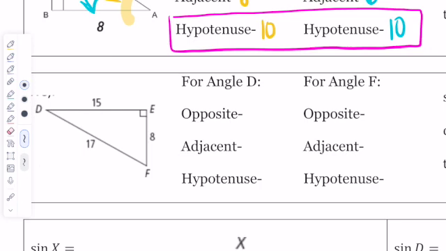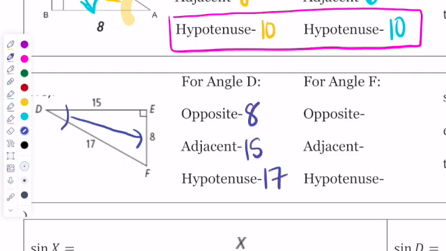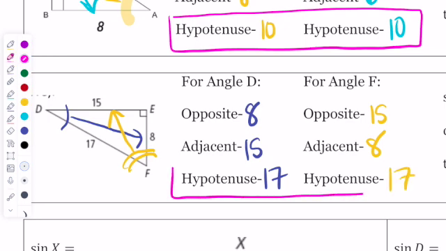This is us approaching this triangle first from angle D. Opposite would be 8. Adjacent would be 15, hypotenuse would be 17. The hypotenuse is always going to be the larger one touching the angle. But from angle F, different perspective, opposite would be 15, adjacent would be 8, hypotenuse is still 17. So again, that does not change. But our opposite and our adjacent flip-flop because we're changing perspectives.